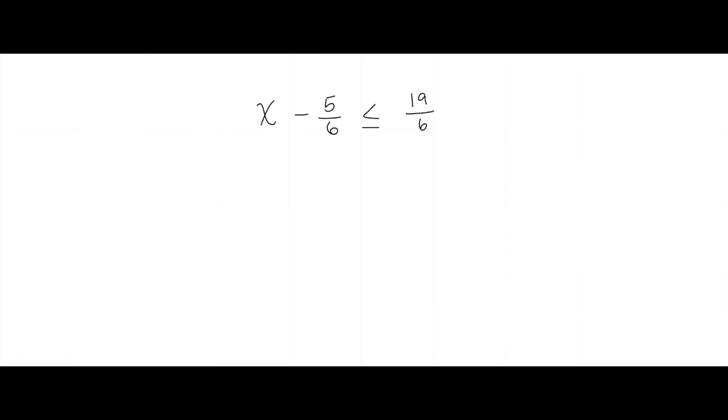So we are going to add 5/6 to both sides of the inequality. Whatever you do here, you gotta do over here as well. Now let's bring down the variable x. Cancel out this number. Bring down the inequality sign.